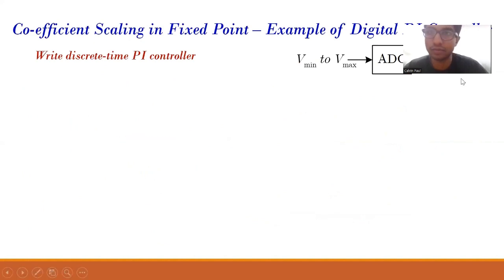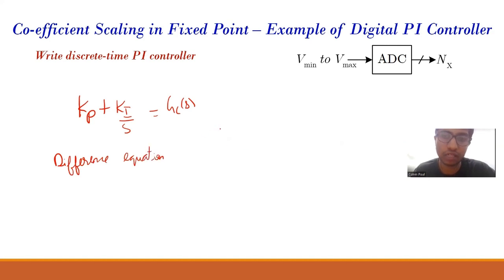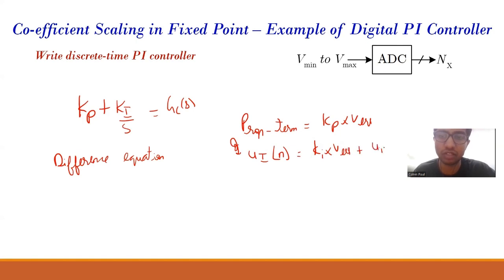Okay, so now let us consider a PI controller. As you know, a PI controller will do Kp plus Ki upon S. This is for the continuous domain. In the discrete domain, we use what is known as difference equations. The part which corresponds to the proportional term will be equal to Kp into V error. The part which consists of the integral term, that is Ui of n, is Ki into V error plus Ui of n minus 1.